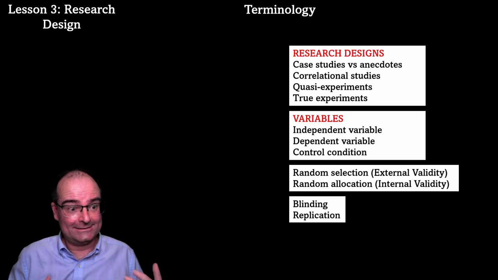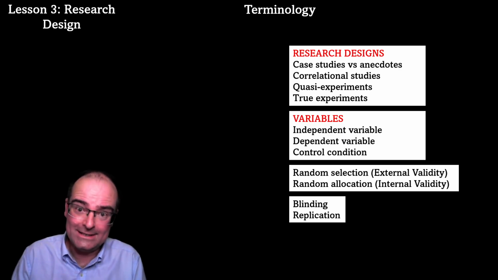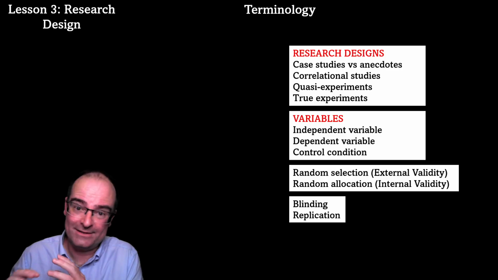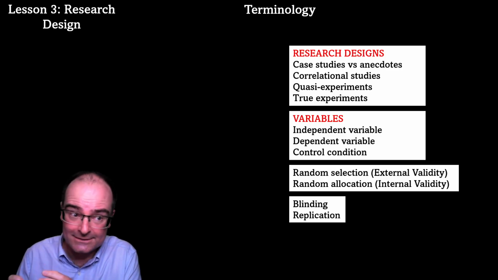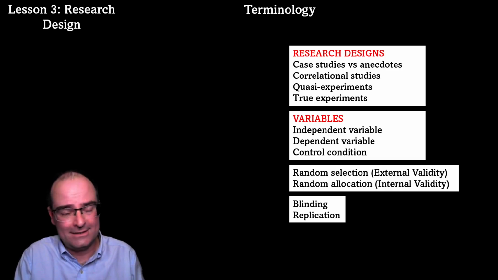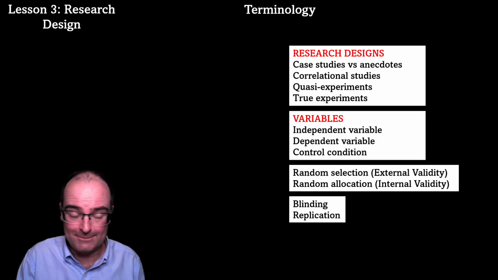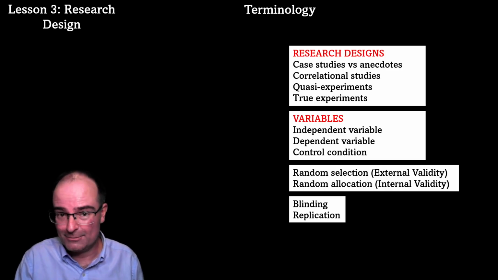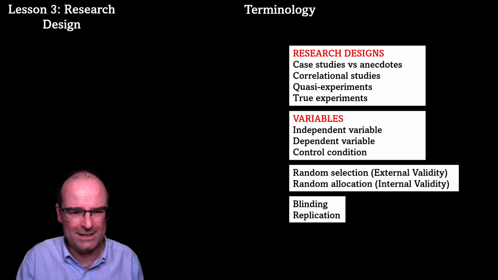In fact, one of my first slides is what you need to know. You need to know about these various kinds of designs. You need to know about the various kinds of variables. You need to know the difference between random selection and random allocation. And finally, I'll wrap up by talking about blinding and replication.